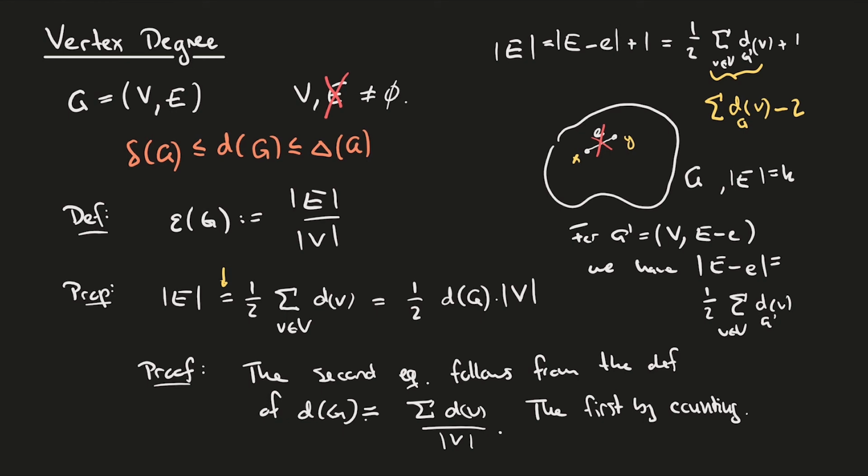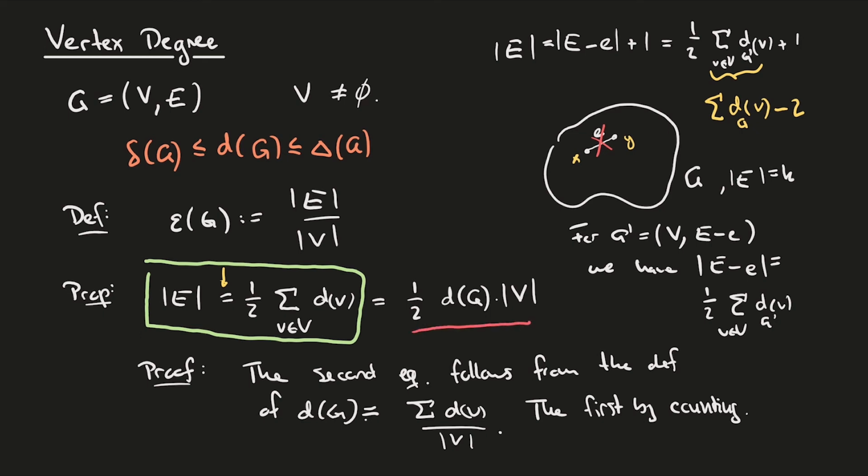Despite being fairly simple, this equality here that relates the number of edges with the sum over all the degrees in a graph is very useful, so it's worth remembering. Finally, note that by dividing this outer equality by the cardinality of V, we get that the epsilon of G is actually 1/2 times the average degree of G.